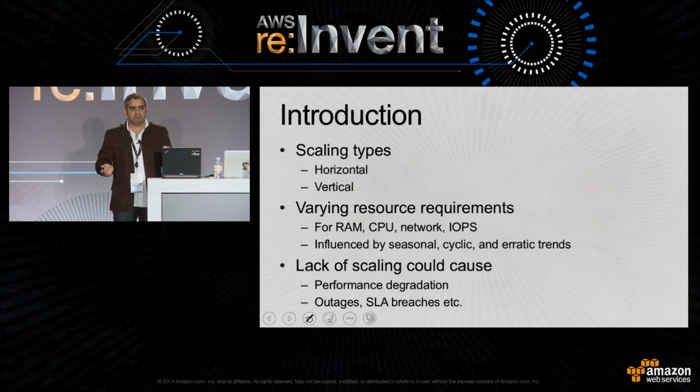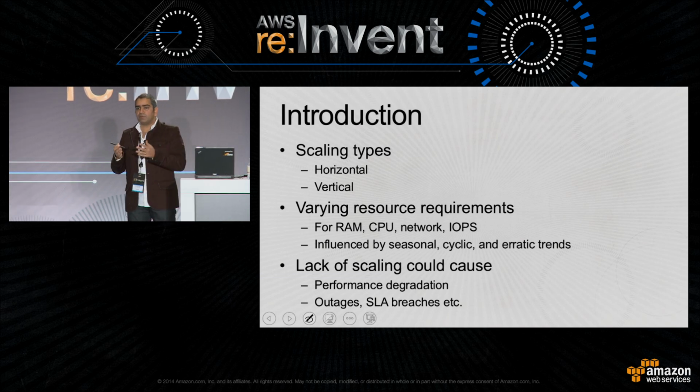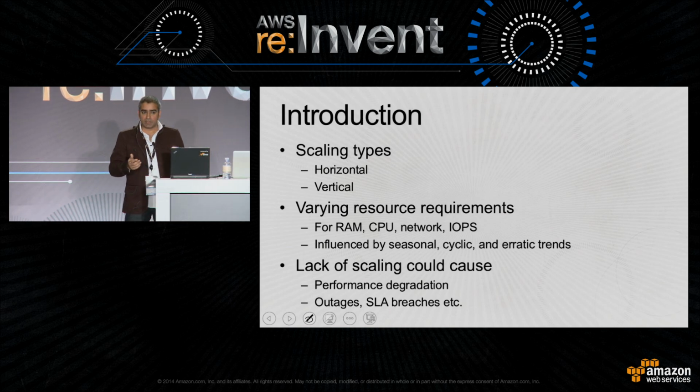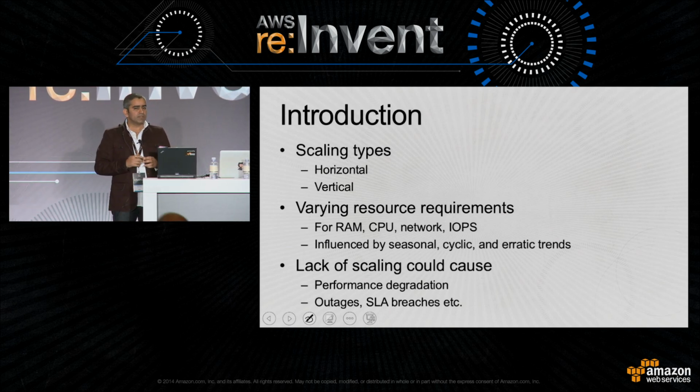Erratic trends, you can't plan for that. I mean, there was an outage, or there was something that was given for free. All of a sudden, the website gets a lot of hits, right? So you probably cannot predict any erratic trend that's happening, out of scope of machine learning per se.